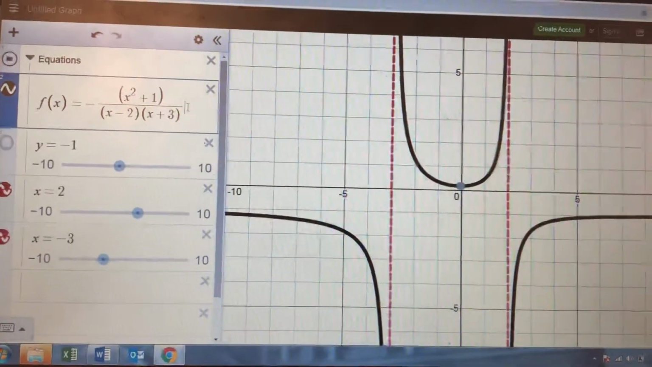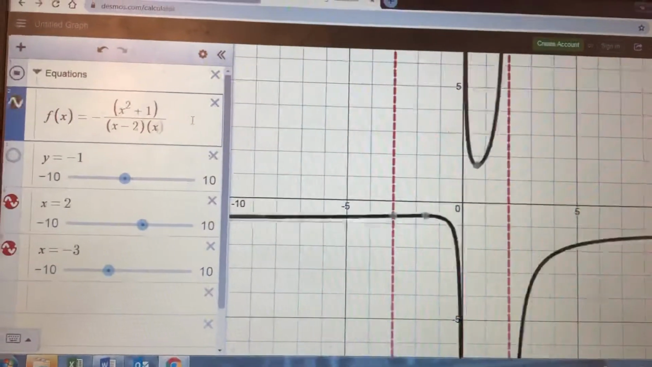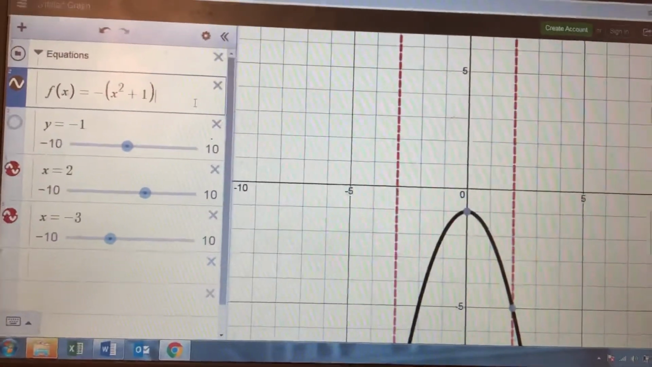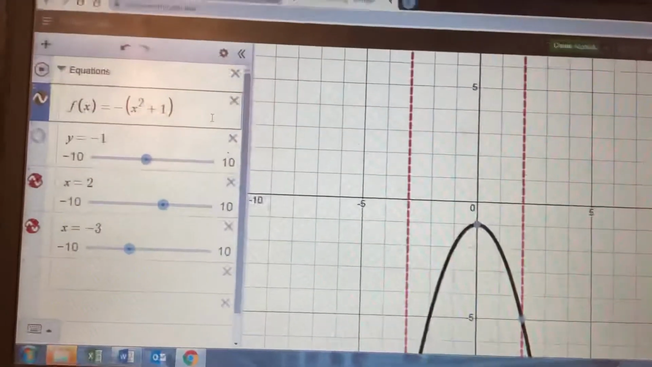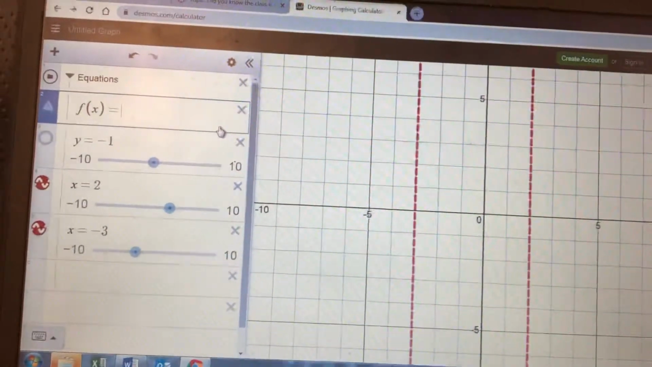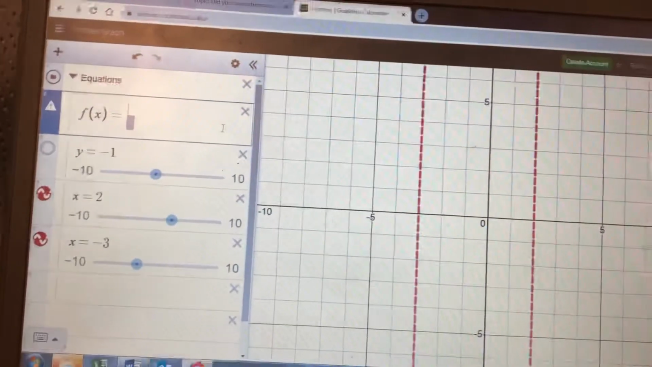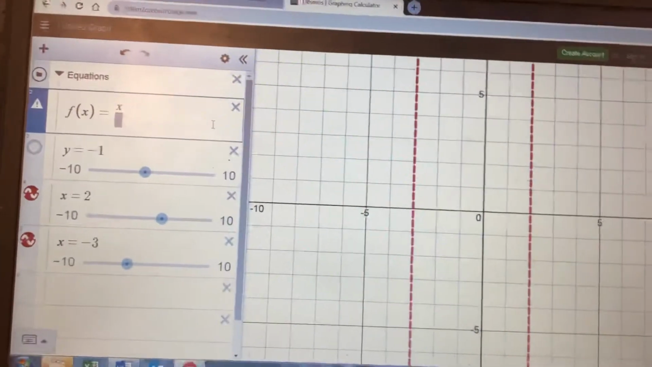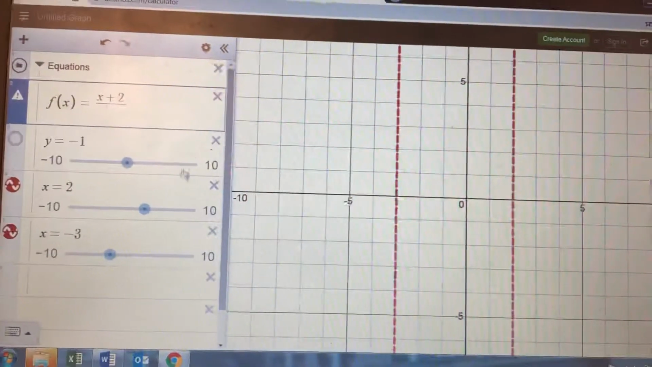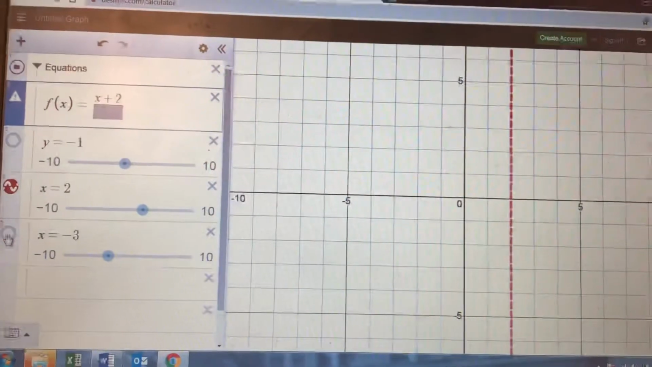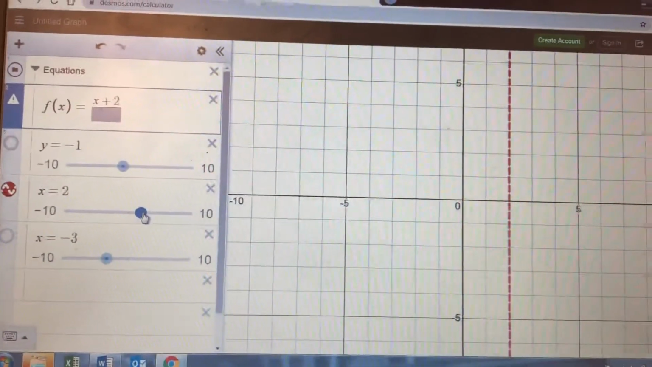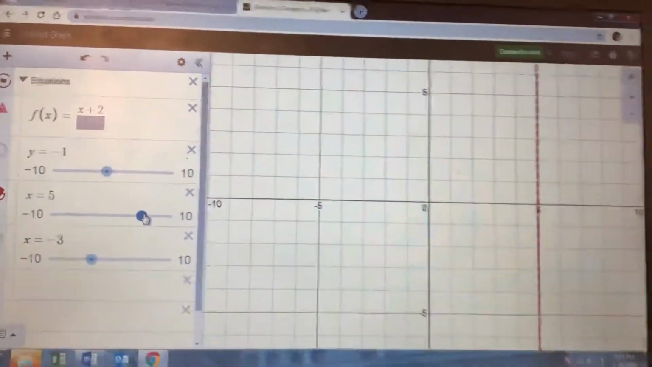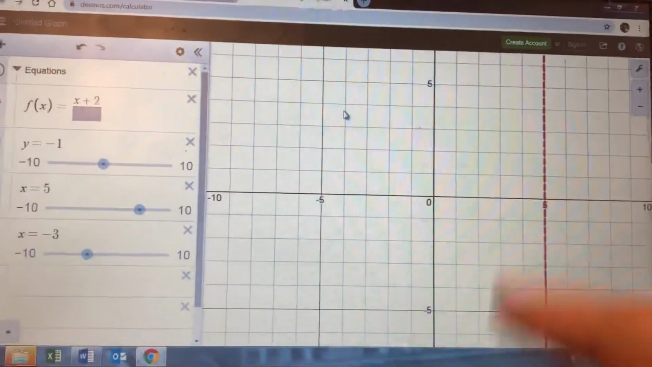Now, let's put that theory to the test. We'll kill this whole function. It's interesting the things you get as you start deleting things. That's just an upside down parabola because the negative would distribute. Let's get rid of all this. And I'm going to set up an empty fraction. Let's put something on the top like x plus 2. And this time, let's do the game backwards. Let's say that I want a vertical asymptote to occur at x equals 5. So let's go ahead and set up the vertical asymptote over here.